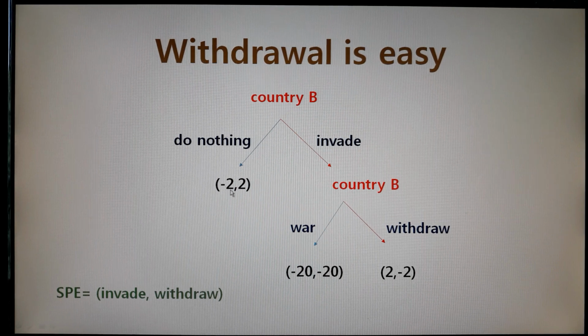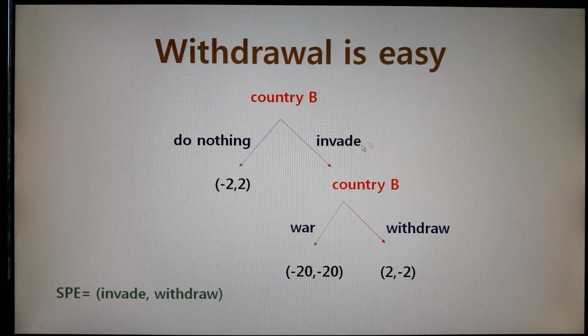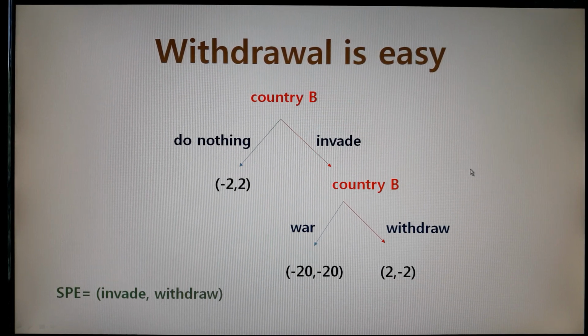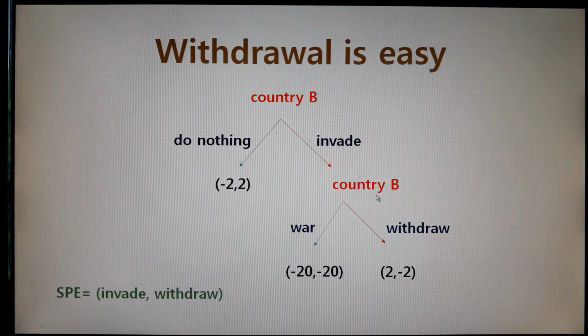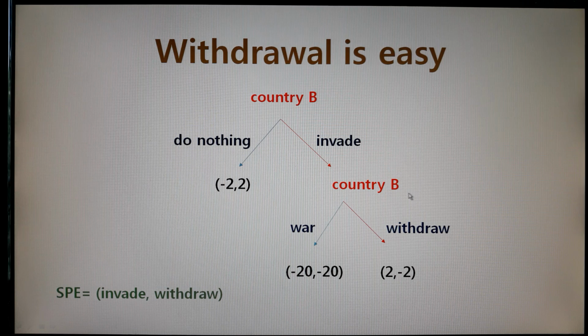Country B is unhappy, -2. Why such a small number? Because the island is not really meaningful economically or otherwise, it's just national pride. Okay, if country B wants to get this island back and invades, and country, oh, this is country A, I'm sorry. Country B, country A. Let me change the second thing, country A. So many typos, sorry about that.